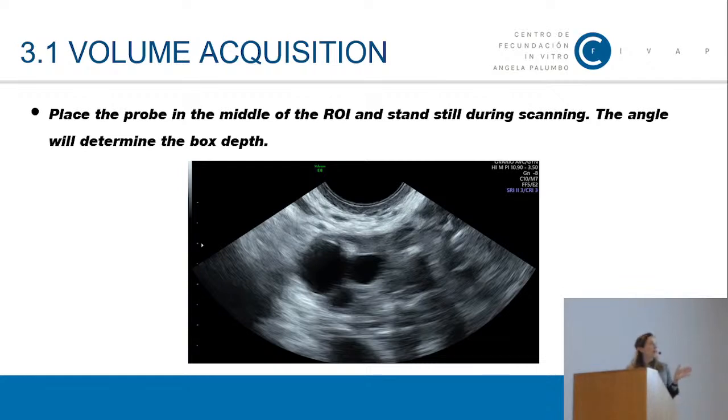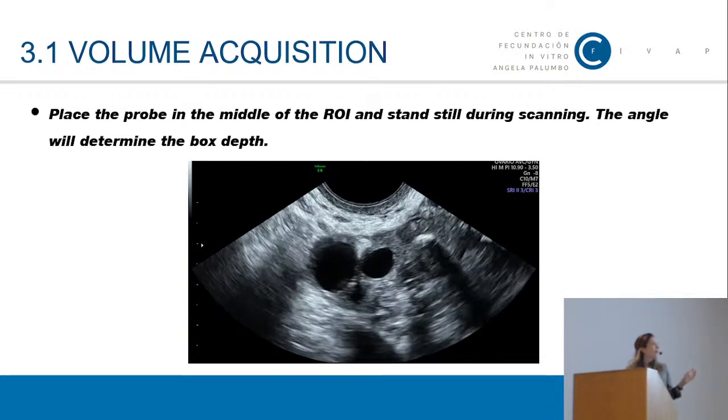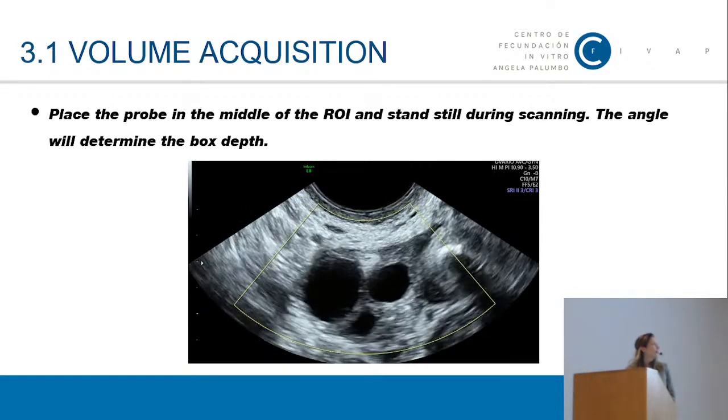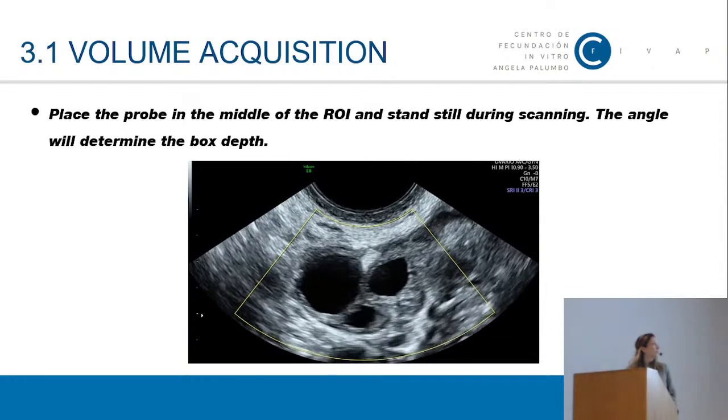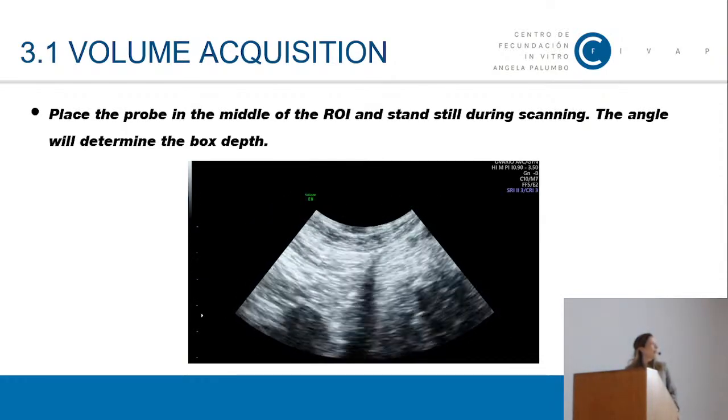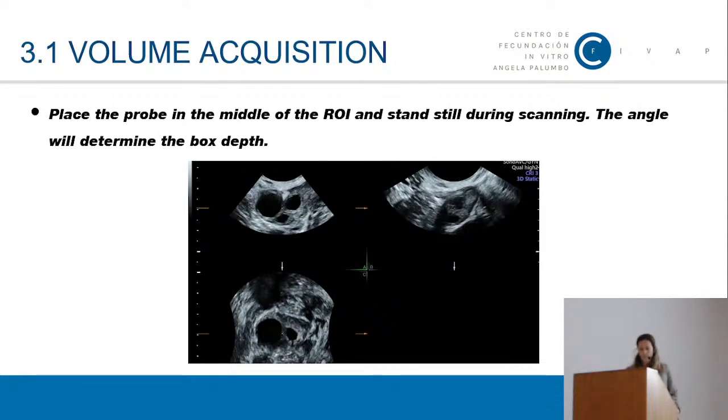We must put the probe in the center of the region of interest and stand still. We have to adjust the angle and the 3D box and start our acquisition. In a few seconds, we will have the multiplanar view. This is the angle that is going to reflect the depth of the 3D box.